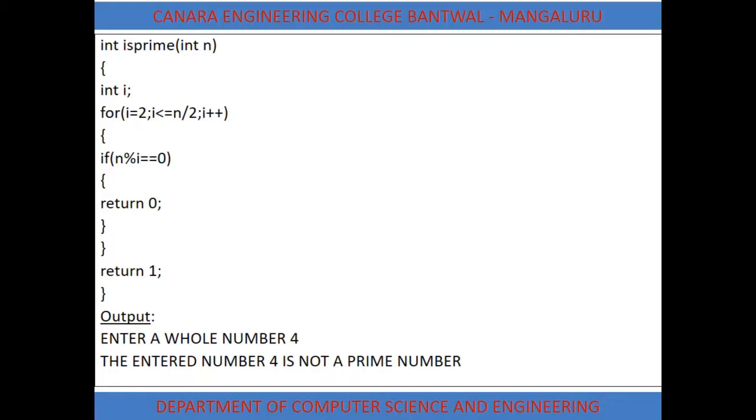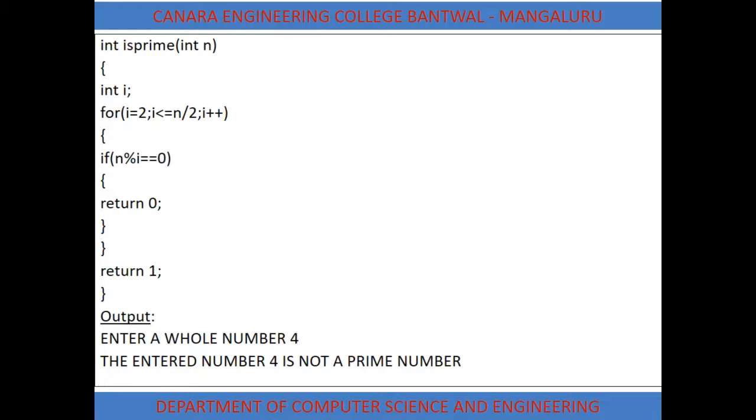Now I'll have to check whether the given number is prime or not. So int i, because I'm making use of a for loop, and then checking whether the number is prime or not. So for i equal to 2, i is less than or equal to n by 2, i plus plus. That is, I'm going to divide the given number starting from 2 till half of that number. If it is divisible completely, that means it is not a prime number.